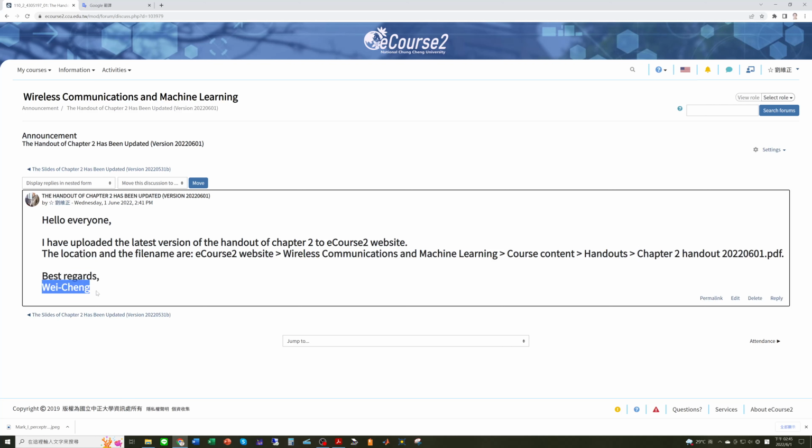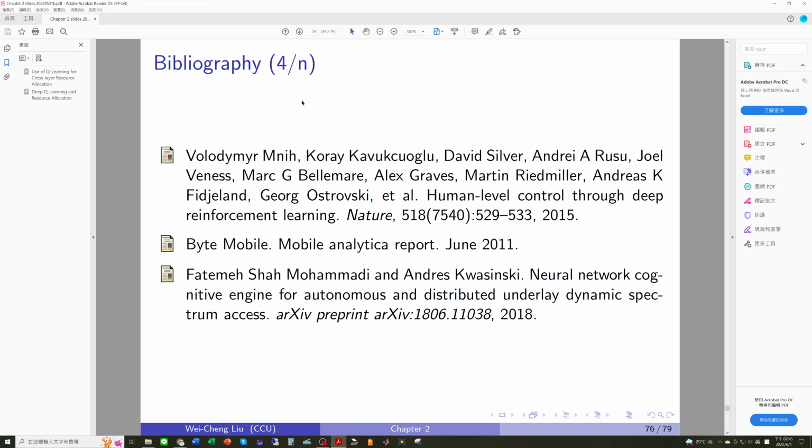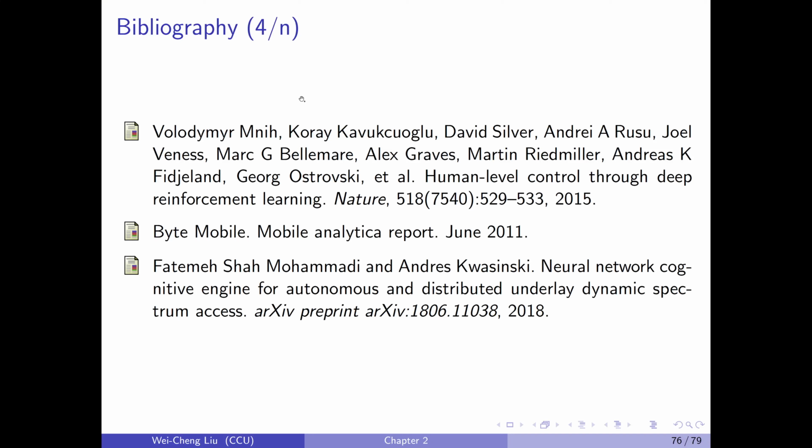Okay, so let us continue the class progress. In the second part of today's class, we have taught to this reference. This is a report which was written by Byte Mobile. The title of the report is Mobile Analytica Report, and it was published in June 2011.